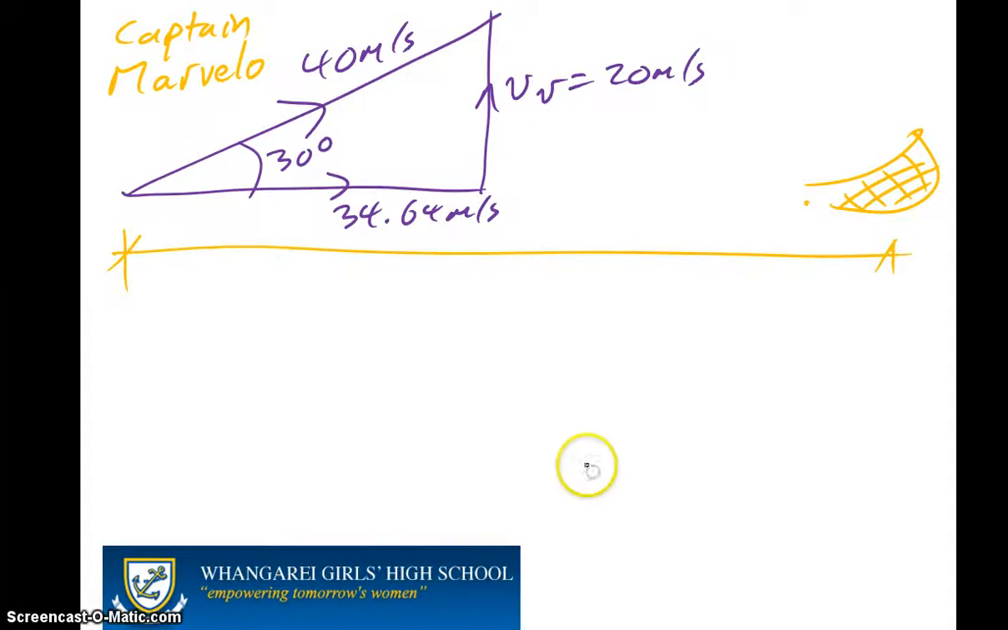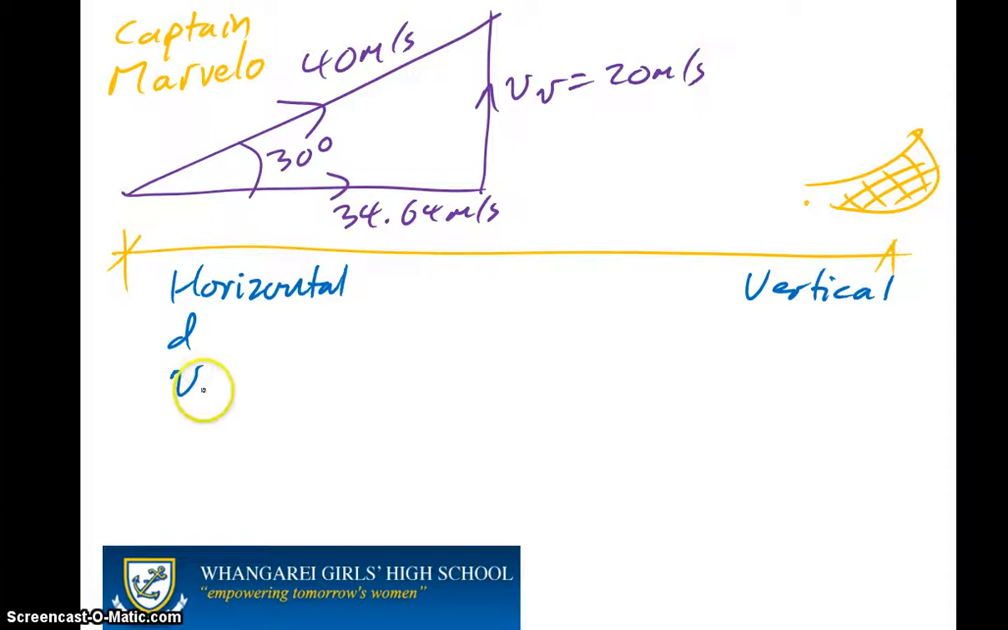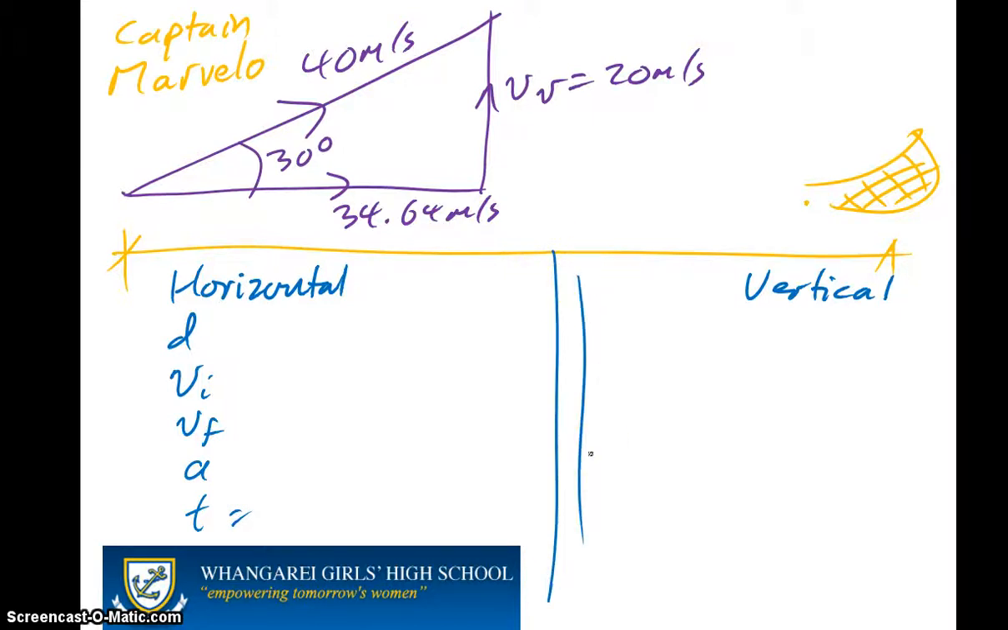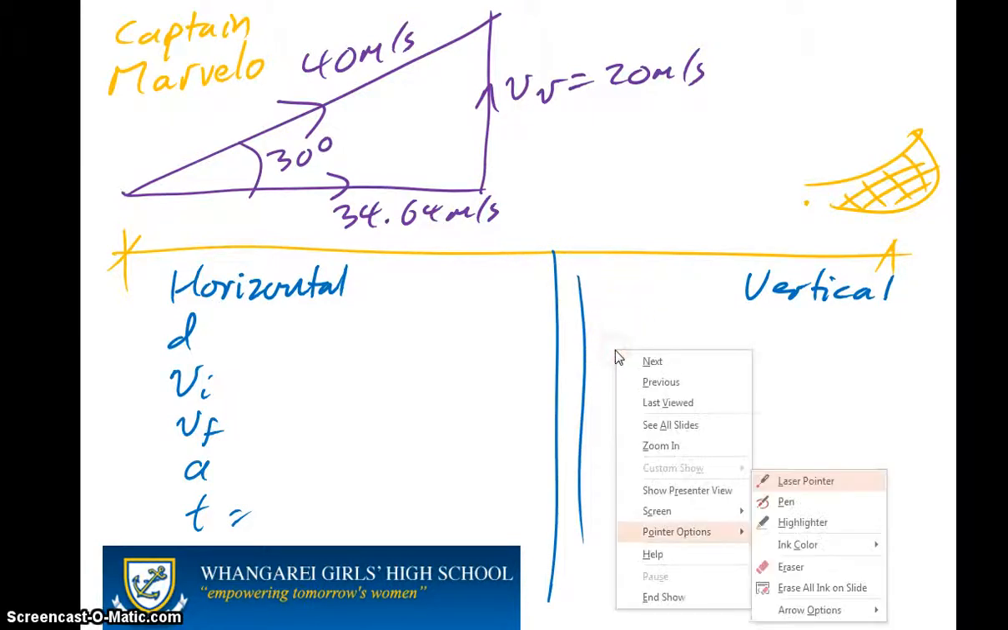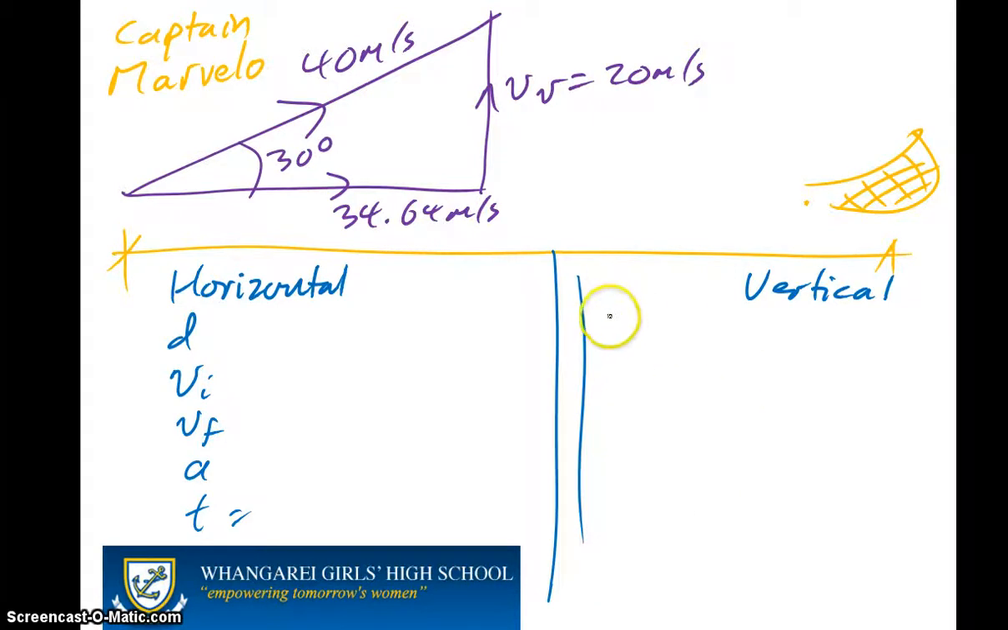For the kinematics, we have the horizontal distance. We might break this up here. We have horizontal and vertical. We have the horizontal distance, the initial horizontal velocity, the final horizontal velocity, the horizontal acceleration, and the time taken. We also have in vertical the same quantities. I'll use a different color for them. We have the vertical distance, the initial vertical velocity, the final vertical velocity, the vertical acceleration, and the time taken for it to stop.